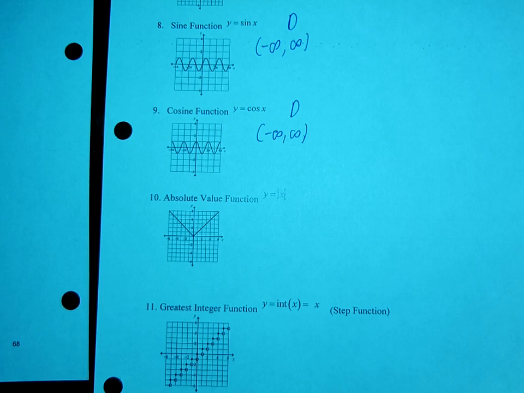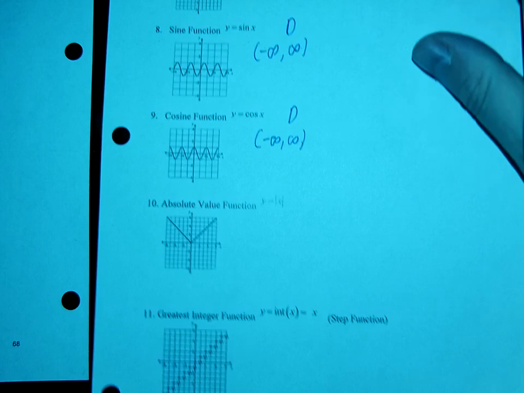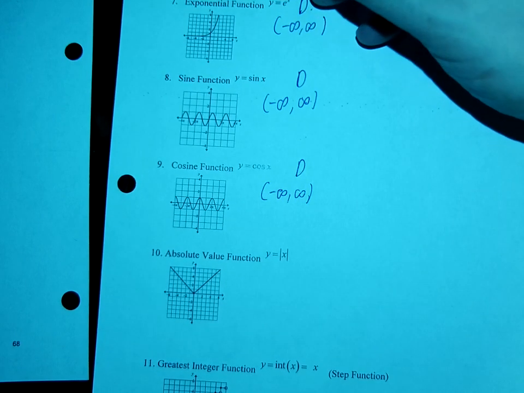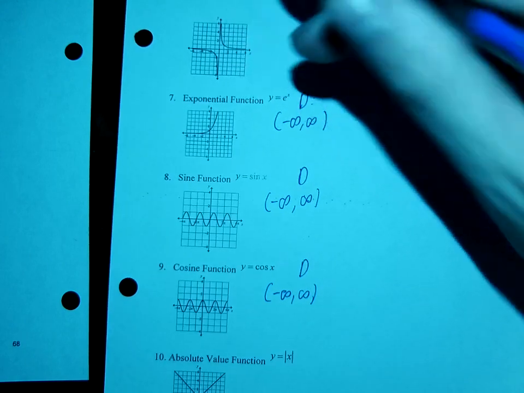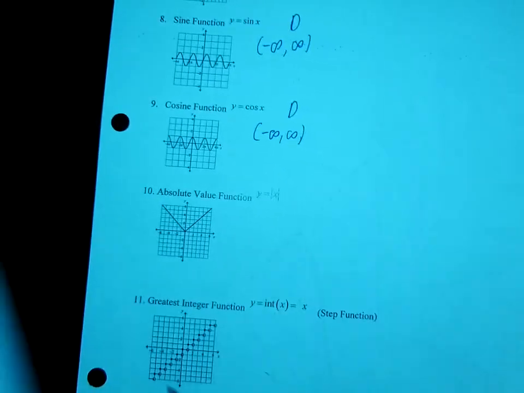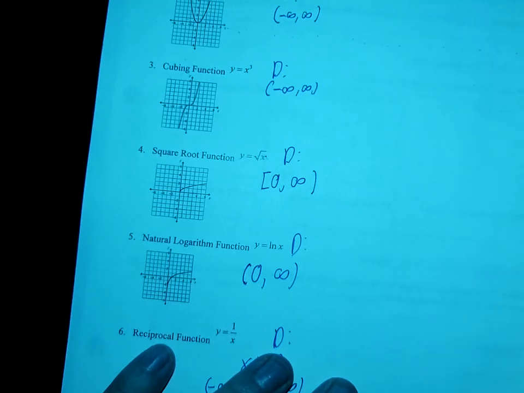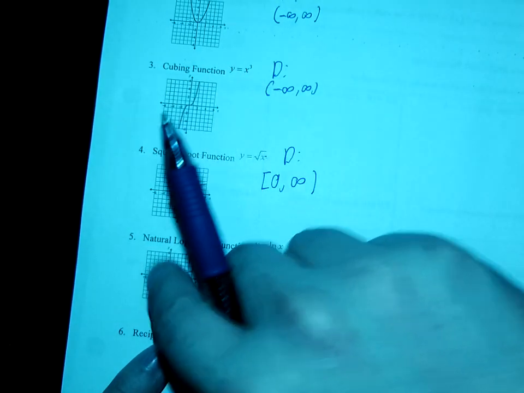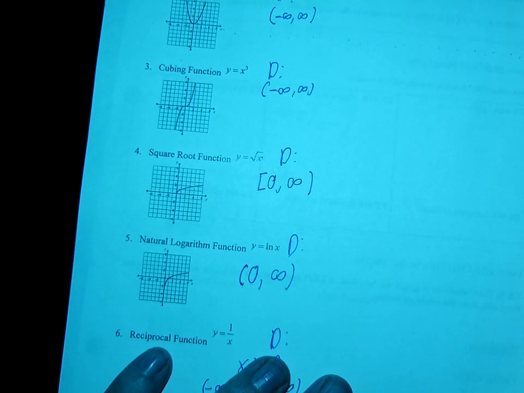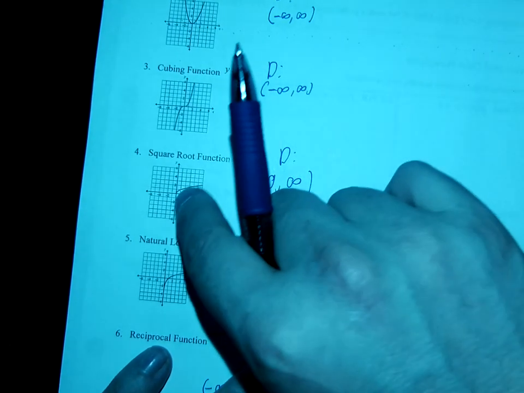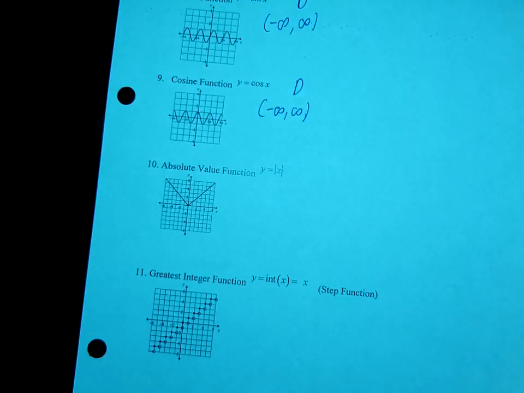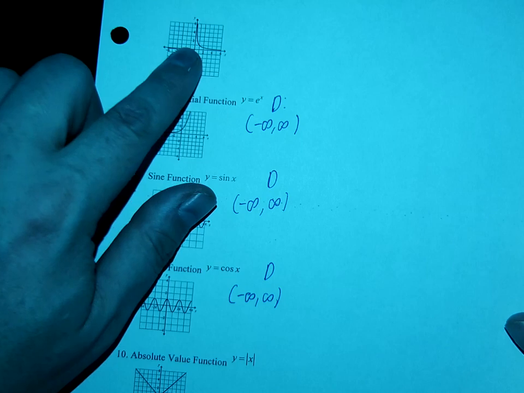When we see a limited domain, what should happen is the graph should either have a value that it's not got an output for, like this one, the 1 over x, number 6, or it should have a cutoff to the left or to the right. So this one doesn't go left of 0, and this one doesn't go left of 0. So when you're seeing a domain limitation, you should see some sort of cutoff to the left or to the right, or you should see a value that doesn't have an output.